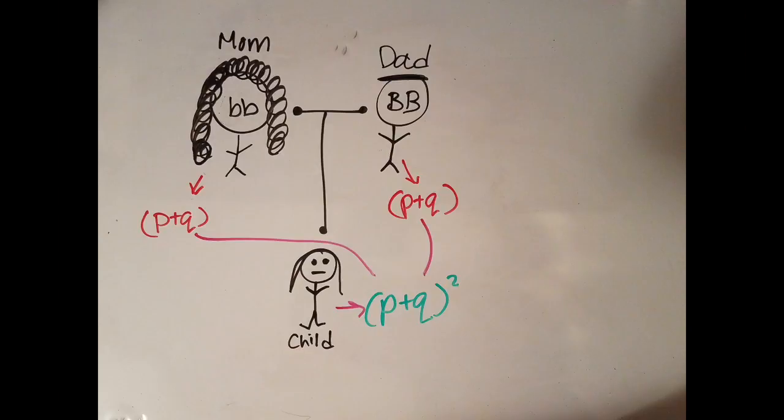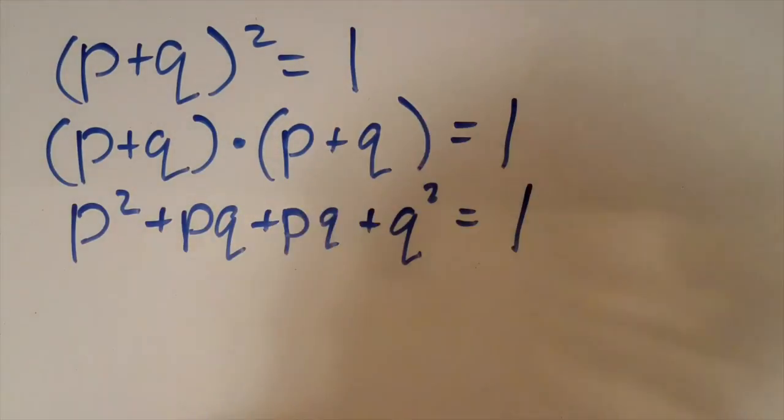P represents dominant genes and Q represents recessive. P plus Q happens twice with us because we get recessive and dominant genes from both our mother and our father. Since P plus Q happens twice, we must square it and then we get the Hardy Weinberg equation.